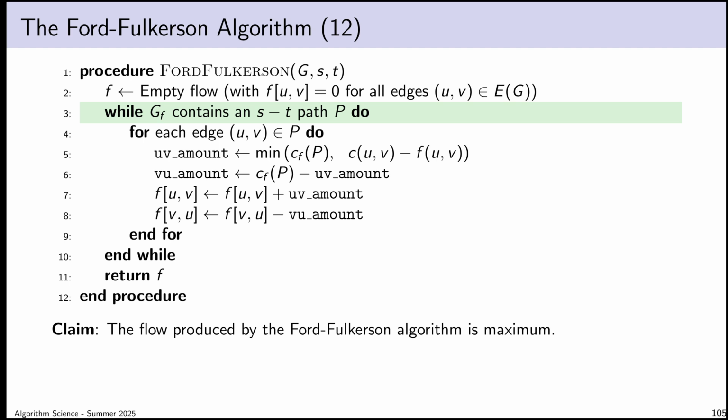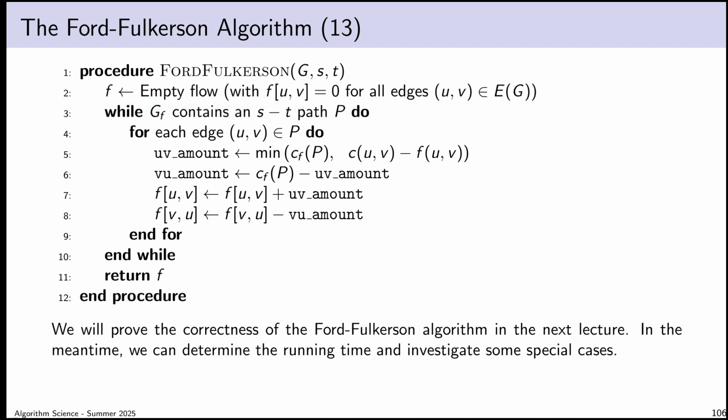Now, a claim that I really want to make here is that the flow that is produced by the Ford-Fulkerson algorithm is a maximum flow. But I can't prove that yet because, as I keep alluding to, there is this really important massive theorem in the next lecture. So I hope you're ready for that, but until I prove that, I can't actually prove this claim.